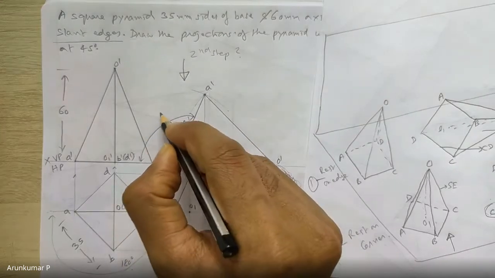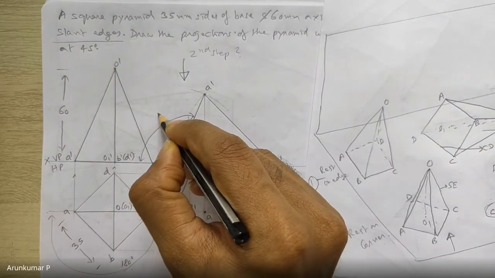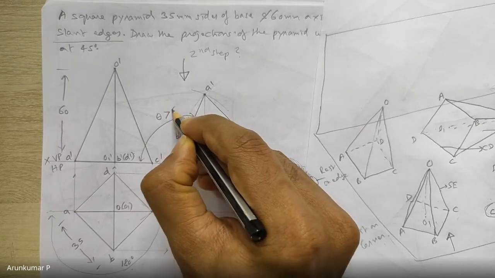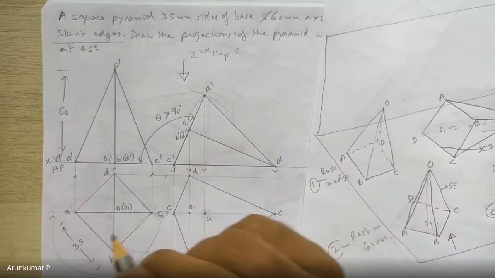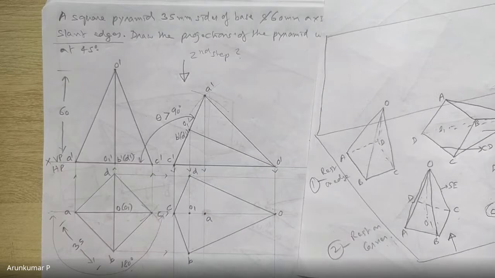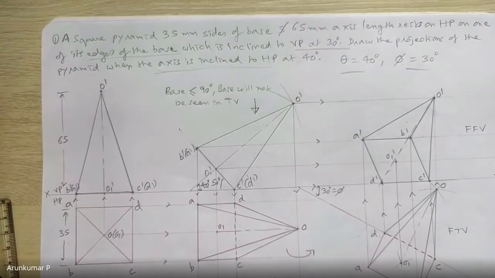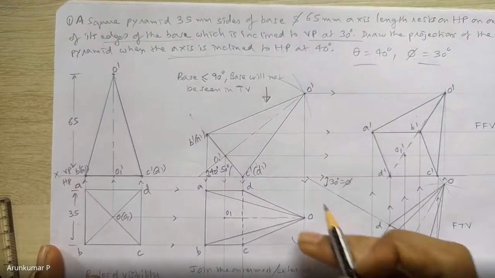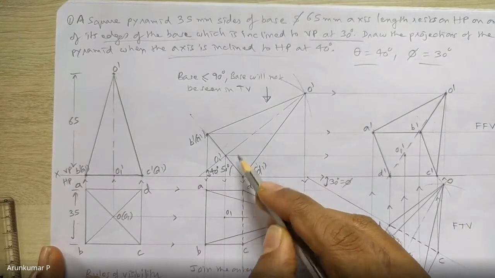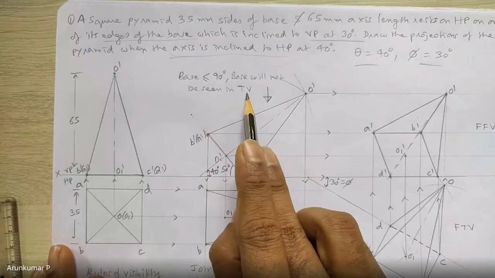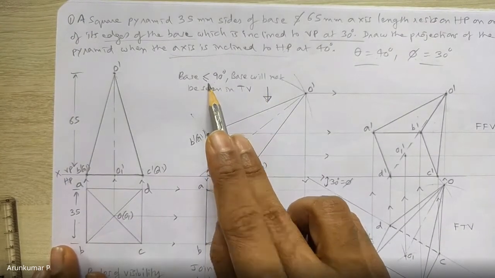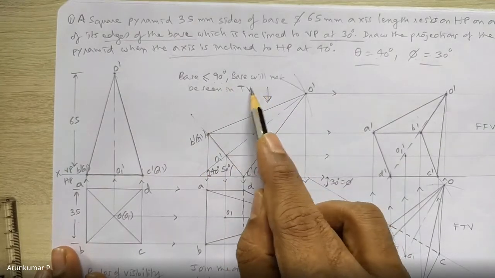I don't want to be exact. There is no need. It is very clear by the rule that if the angle, you can say theta, is more than 90 degrees, then you will see the base. If the angle is less than 90 degrees, like in the previous problem, I hope you remember this. See this. What is the inclination here? 50 degrees, less than 90. If the inclination of the base is less than 90, the base will not be seen in the top view. That means if the inclination of the base is more than 90, the base will be seen in the top view. That is what is happening here.